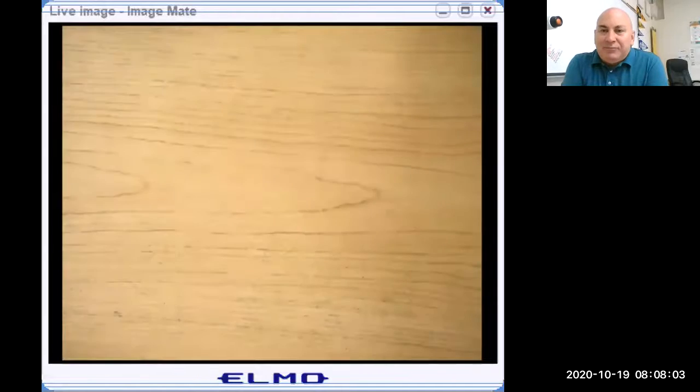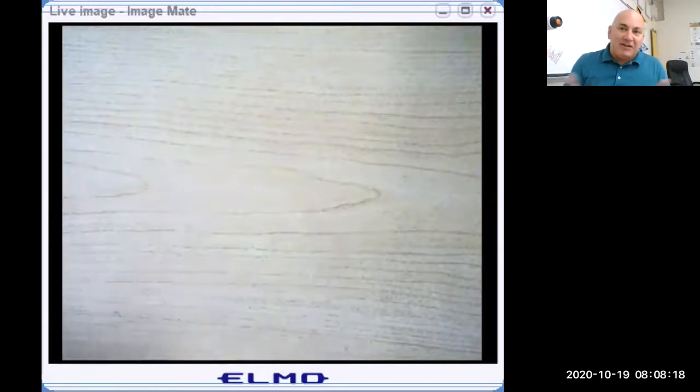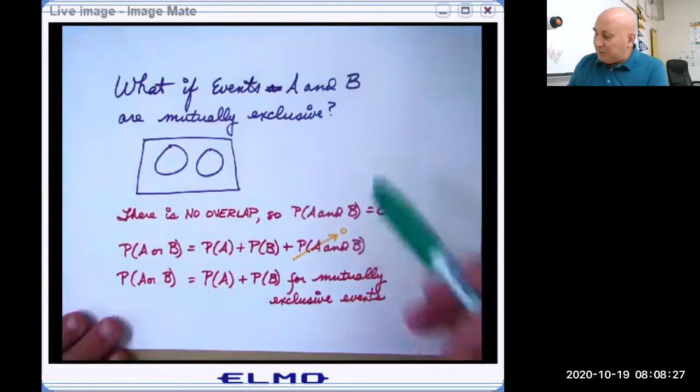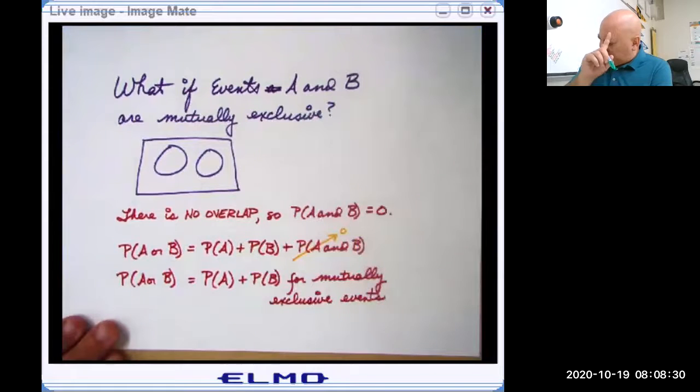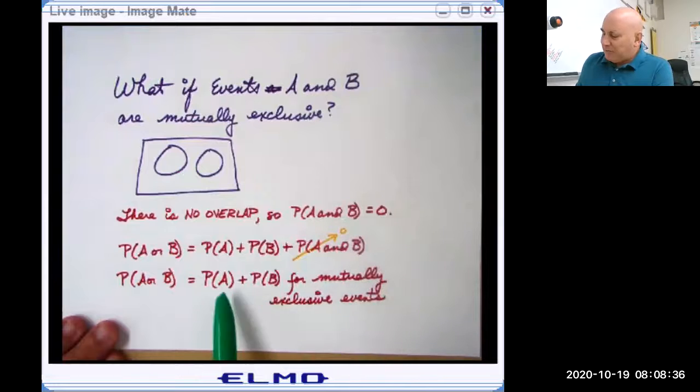Now, recall that in the multiplication rule, if A and B are independent, then the probability of B given A is just the probability of B, because A doesn't affect B at all. So there was a simplification rule there if events were independent. There's a similar simplification rule if events are mutually exclusive. If there's no overlap, then the probability of A and B is 0, and this part just goes away. So if events are mutually exclusive, our addition rule simplifies.